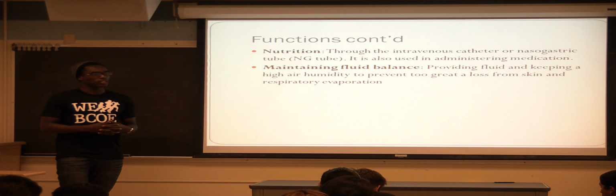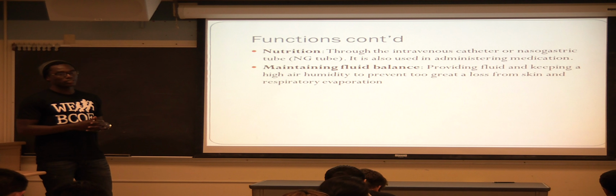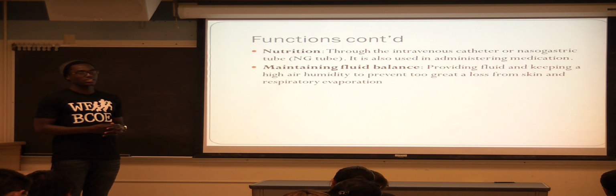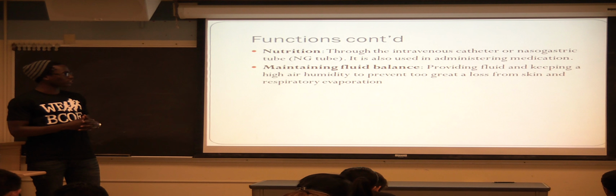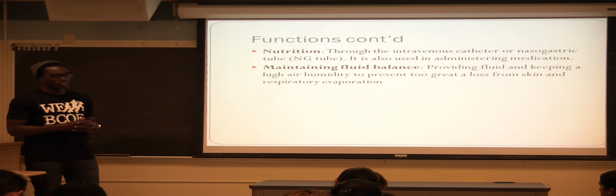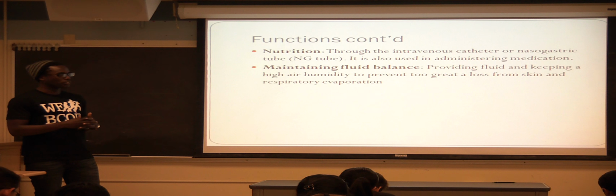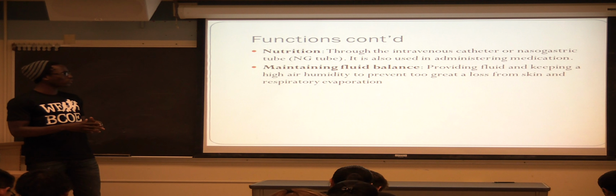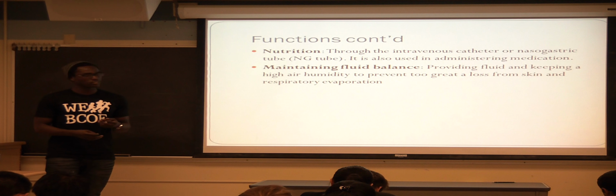Then there's nutrition through the intravenous catheter and the nasogastric tube, which is also used for administering medication to the kids. It also maintains the balance in the body using the same catheter and nasogastric tube. And it helps by providing high humidity, which prevents evaporation and loss of important nutrients from the body through the skin.